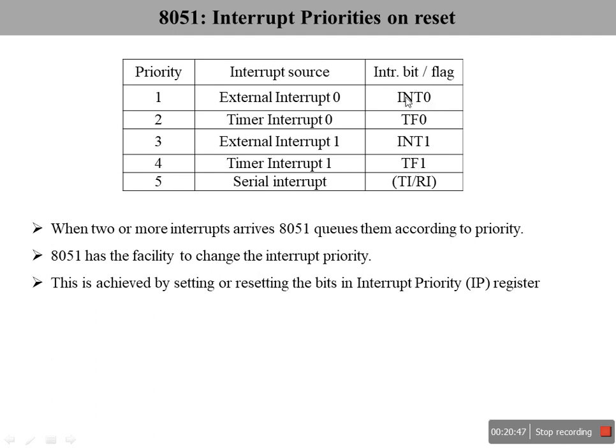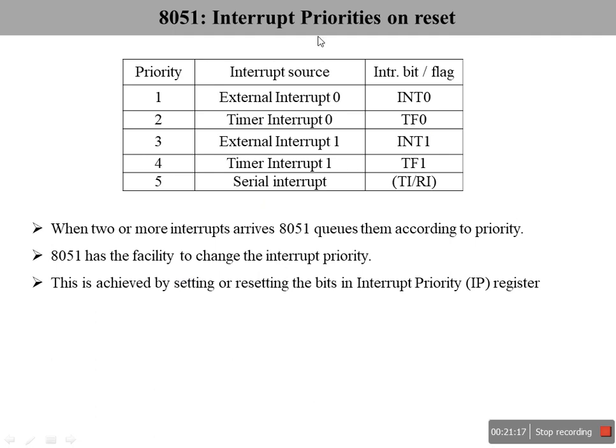After serving this interrupt, it goes to this interrupt. Or again, take an example of serving TF0 and TF1. When these two interrupts are enabled, and assume that these two interrupts come at the same time, then TF0, or this timer interrupt 0, will be serviced first, and later this timer 1 will be serviced. So this is achieved by setting priority.